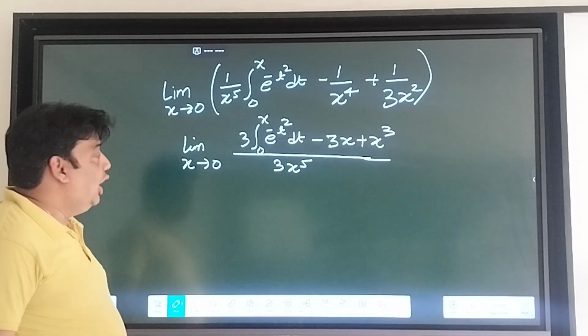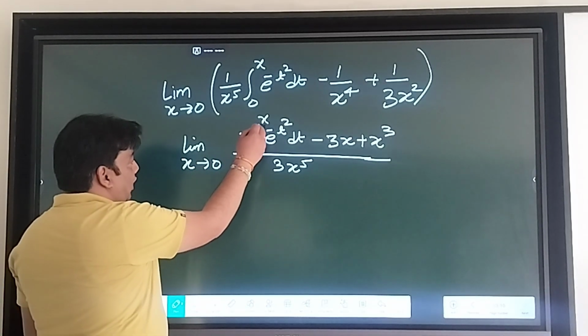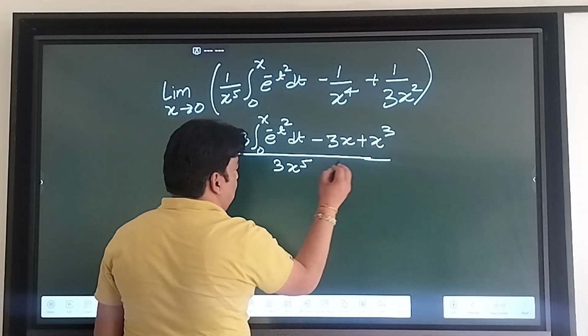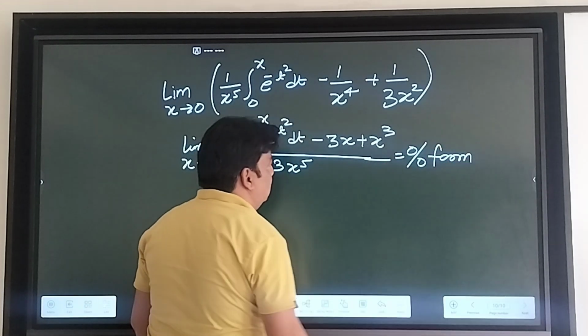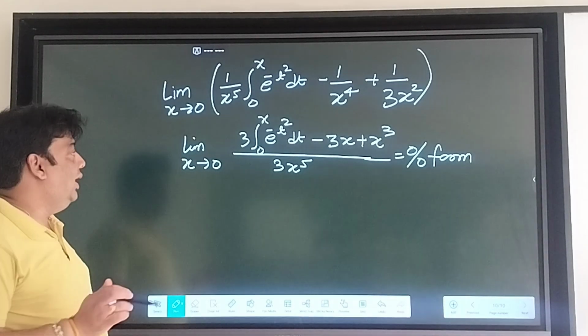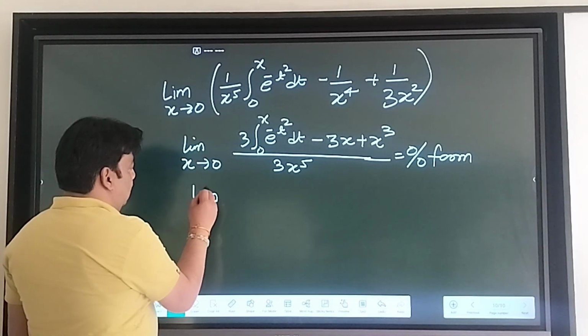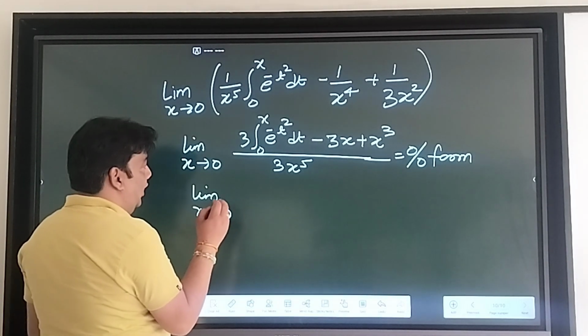Now it is fine. Now if I apply limit x tends to 0, this becomes 0, this becomes 0, this becomes 0, this becomes 0. So it is simply 0 by 0 form. Although I can use the formula, right now I am explaining with the help of L'Hopital's rule only. So you can differentiate numerator and denominator separately.